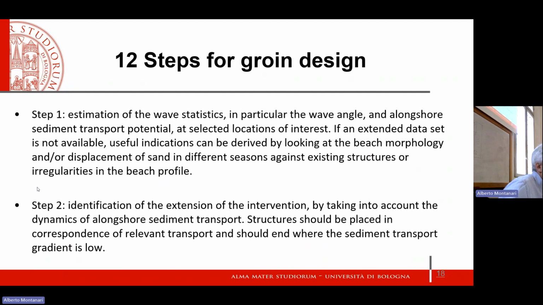Now, step 2, identification of the extension of the intervention. How long should it be? So typically, these erosions are local erosions. So there is a portion of the beach that is under erosion, and then after a change in the morphology of the sea bottom or the beach, finally erosion stops, and then you get to a place where there are no big problems. So if you can identify the extension of the critical zone, then of course the answer is easy. Try to extend your intervention up to the full extension of the critical zone.